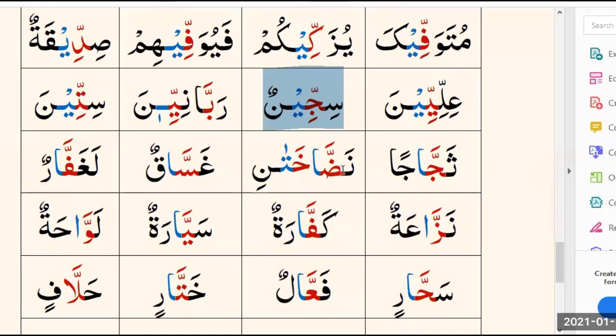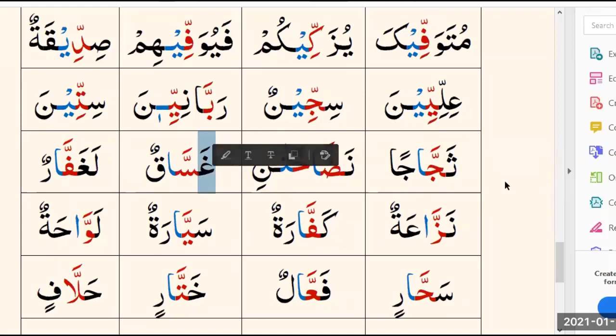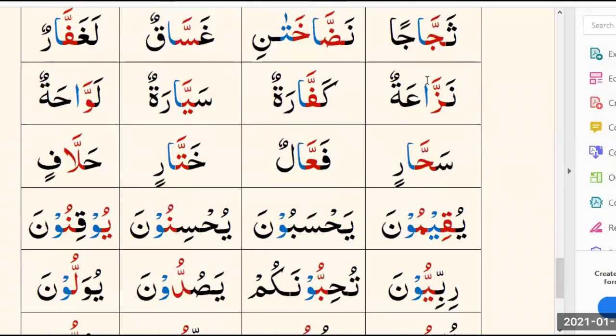Hatani. Again as one word. Nadwa. Hatani. Gasakun. No, ga is a ghain sound. Ghassakun. Lagafarun. Yeah, okay. Jazakum. Next one, please.